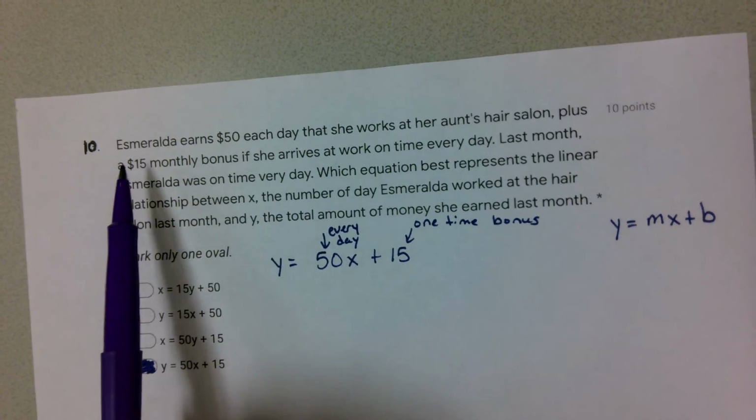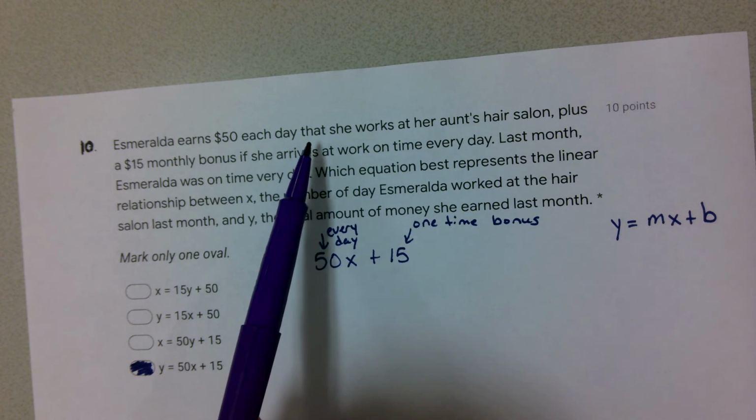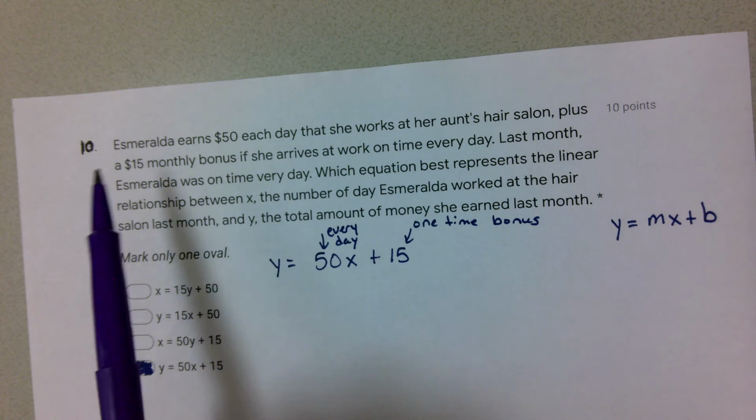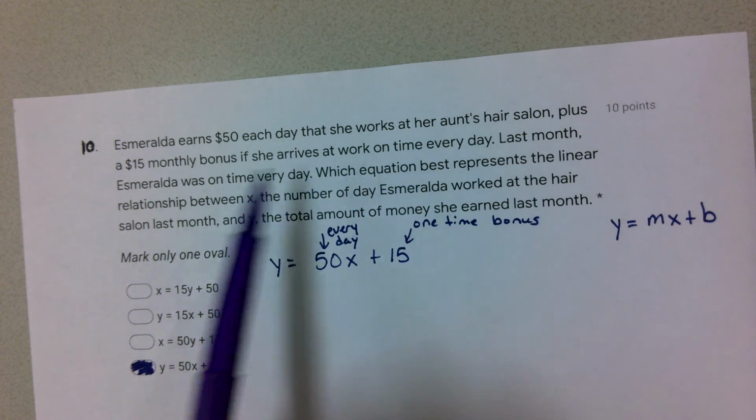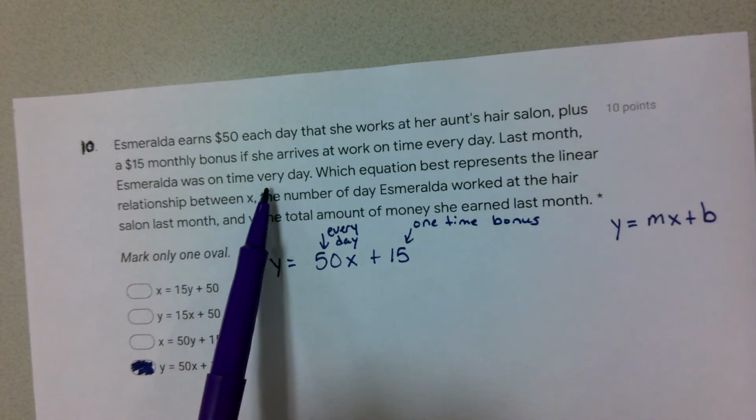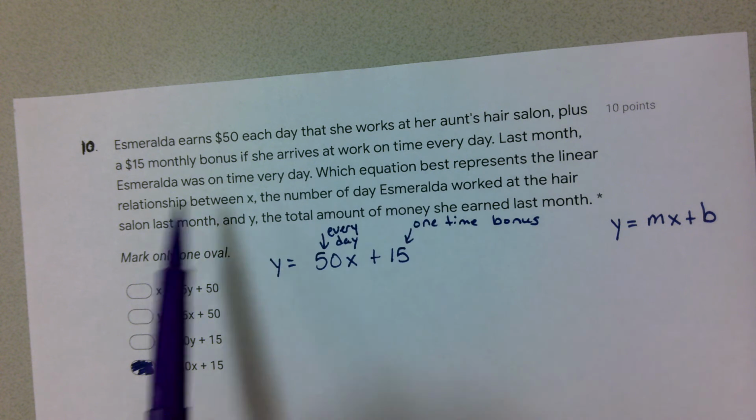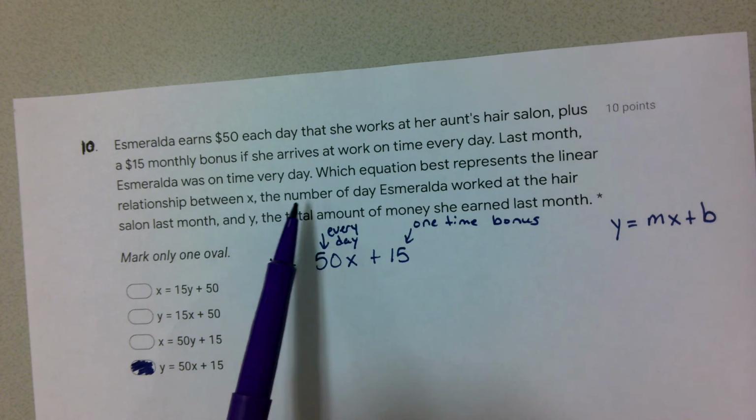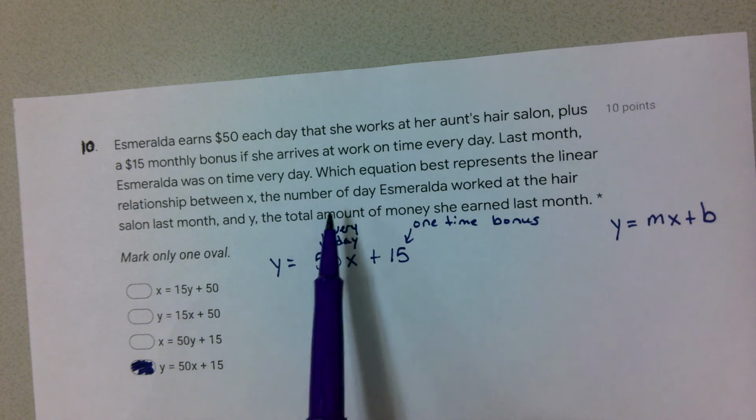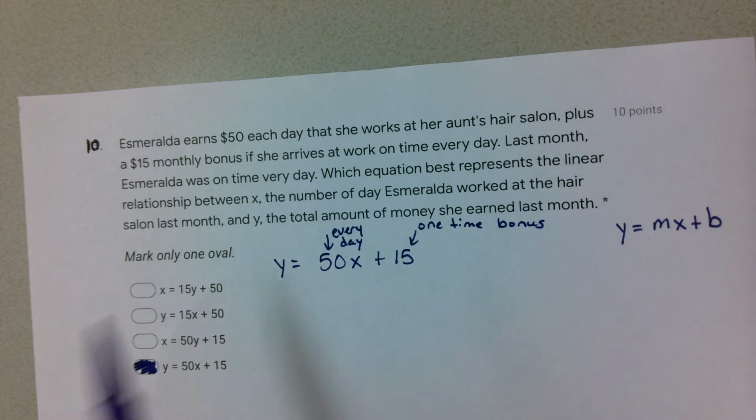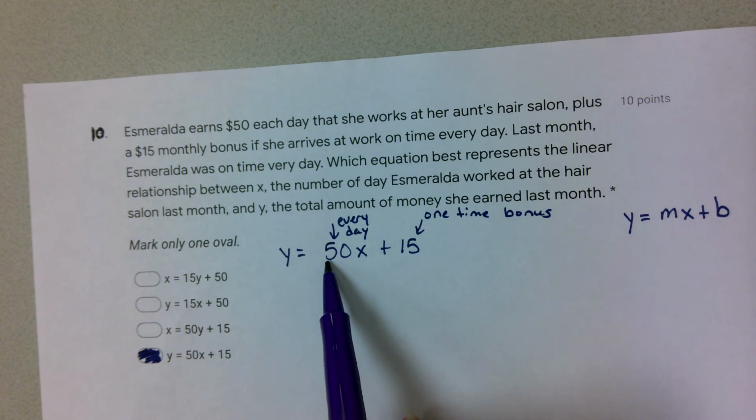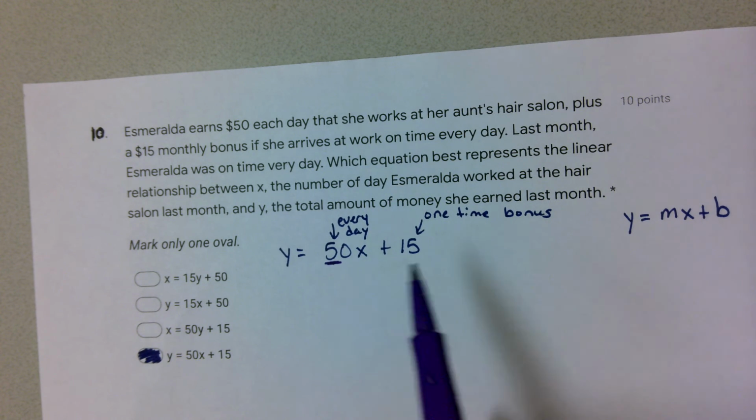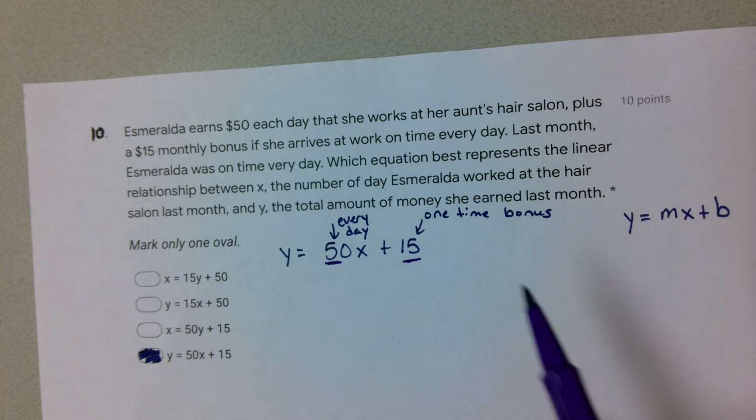Number 10, Esmeralda earns $50 each day that she works at her aunt's hair salon, plus a $15 monthly bonus if she arrives at work on time every day. Last month, Esmeralda was on time every day. Which equation best represents the linear relationship between x, the number of days Esmeralda worked at the hair salon last month, and y, the total amount of money she earned last month? So every day, that's my $50 per day, and there we have a one-time bonus of $15.